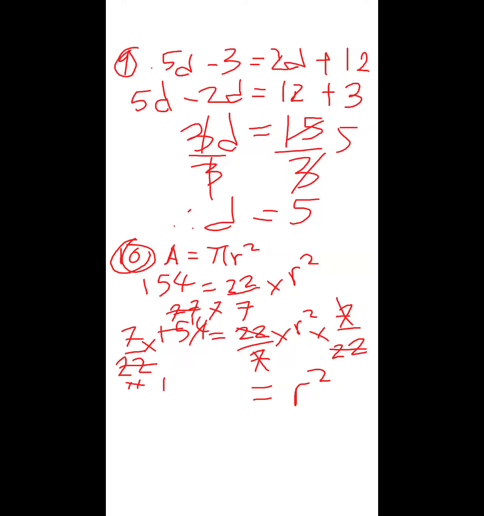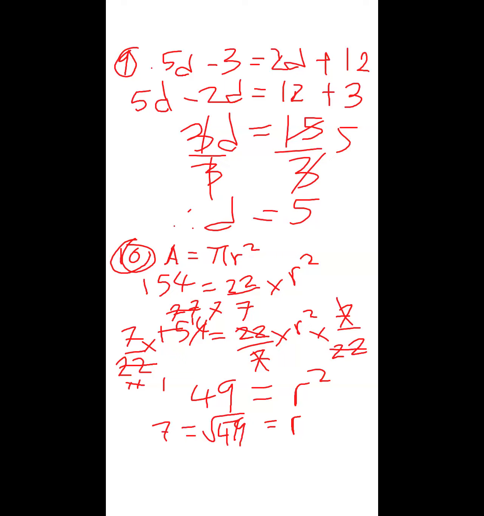7 times, right? So we're left with 7 times 7 on the left-hand side, which is what? 49. Can you see that? So what are we going to do to both sides? We're going to take the square root of both sides, isn't it? So the square root of r squared is r, and the square root of 49 is 7. So r is equal to 7.